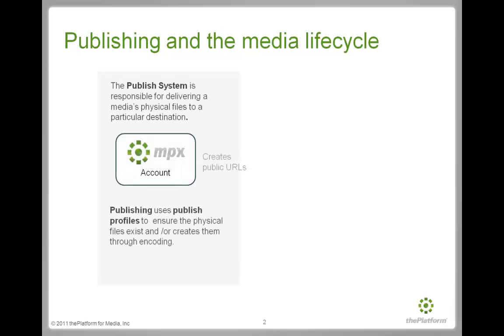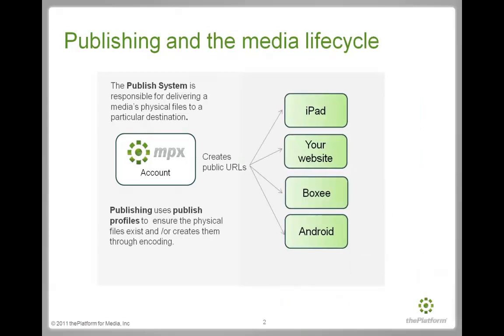A look at this diagram shows us that the publish system is responsible for delivering a media's metadata and physical files to a particular destination. Publishing uses publish profiles to ensure the physical files exist, and if not, can create them through encoding. The act of publishing will create a streaming or download public URL that can be delivered to any destination, an iPad, your website, a set-top box, or even Android device.